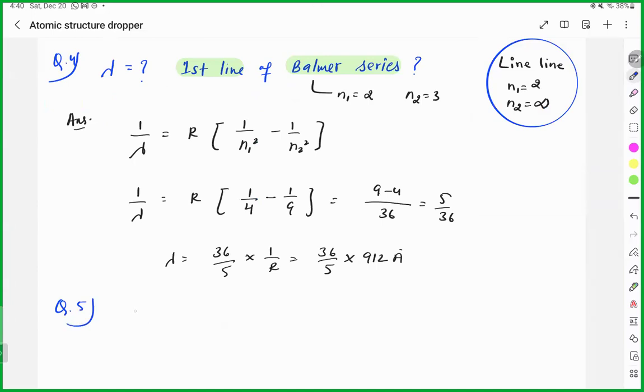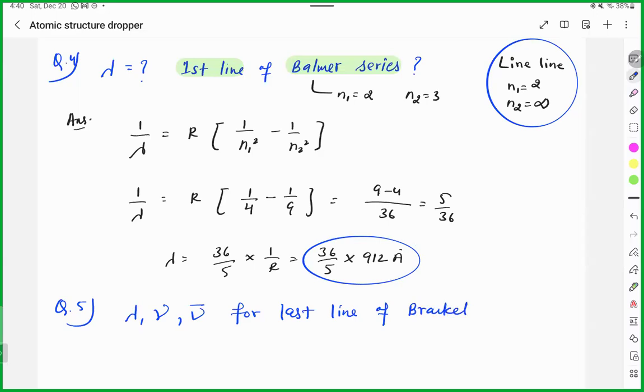Calculate wavelength, frequency, and wave number for the last line of Brackett series. Don't do calculation, like how I left it here. This is more than enough.